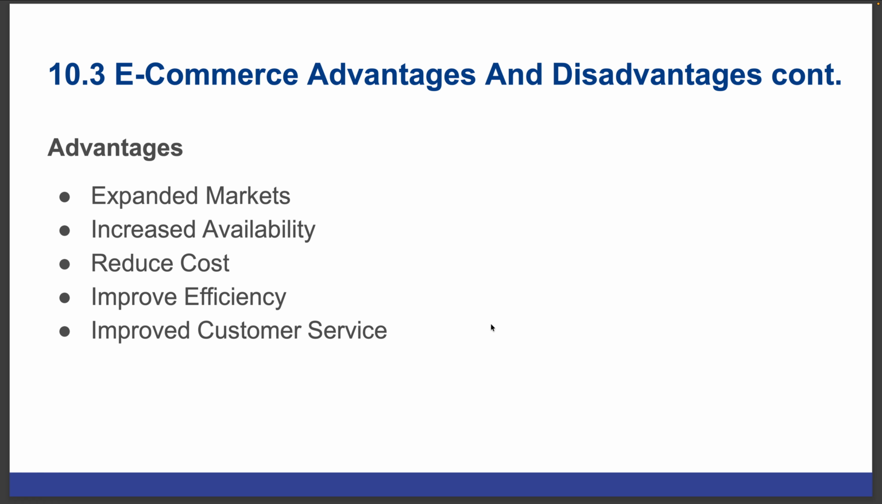It reduces the cost because brick and mortar involves making the inventory available at every single location where you have the physical presence. Whereas in case of e-commerce, you don't need to have this distributed inventory. Instead, you can have a common inventory pool and courier it anywhere on the globe.